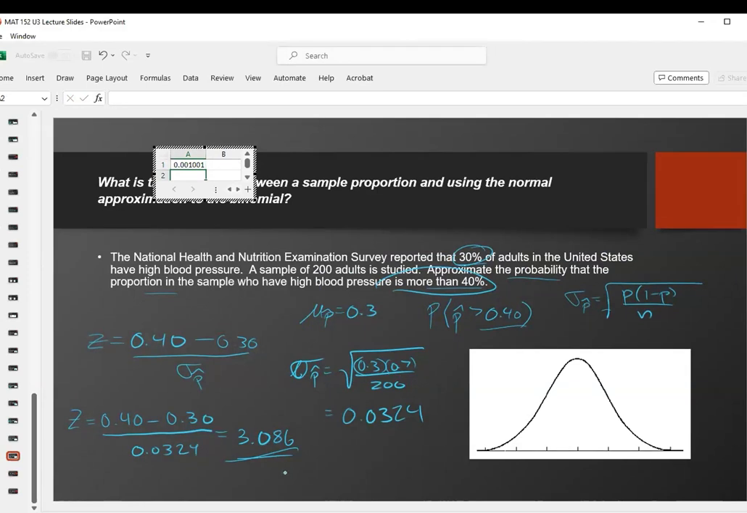And so while the z-value is a little different, the probability that the proportion is greater than 40% is 0.0010, or about 0.10%, compared to 0.13% before. So while the z-values look a little different, the probabilities aren't that much different. One's an approximation, and the other one's calculated using sample proportions. But it gives us the same general idea about the probability and what we'd expect.